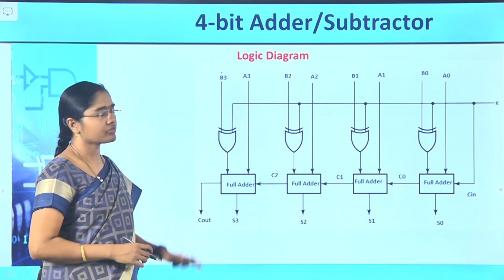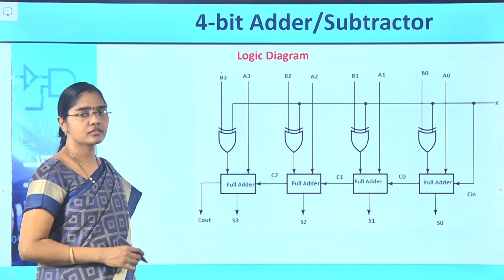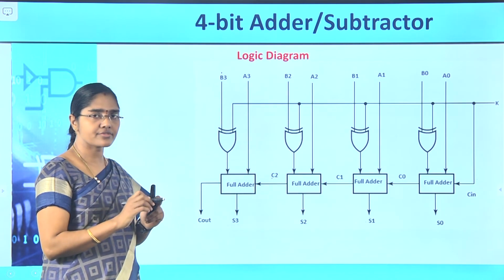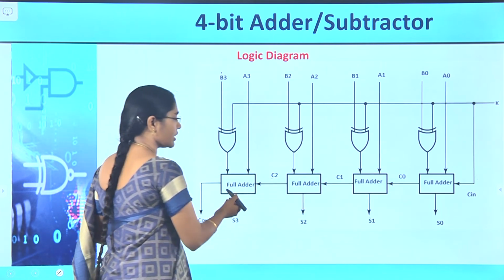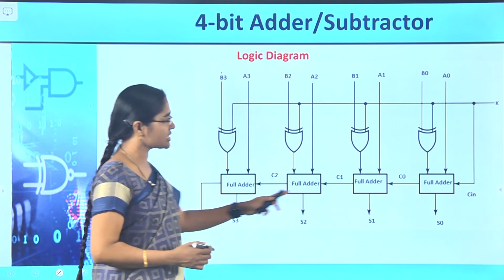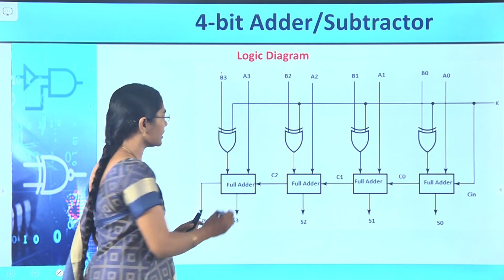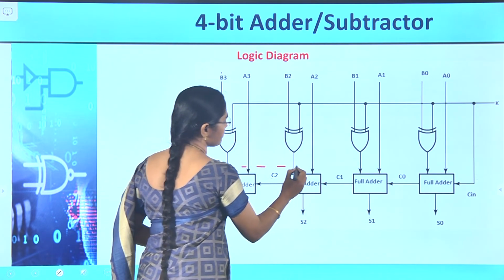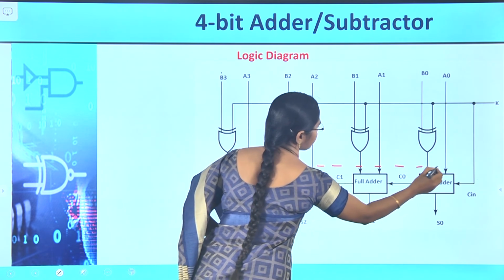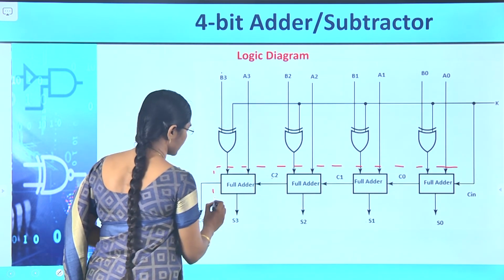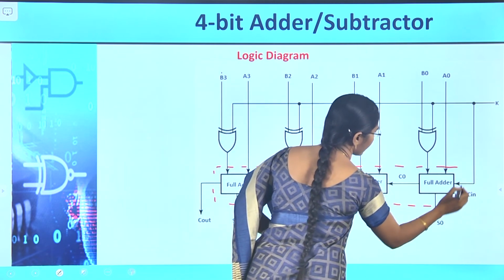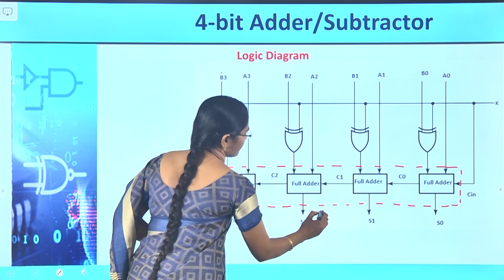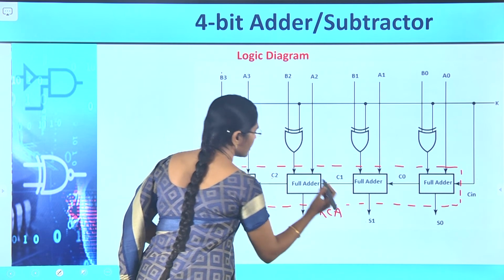This is the logic diagram of the 4-bit adder bar subtractor. What is the adder which we have seen as a block? That is simply full adder 1 to full adder 4. This is the ripple carry adder, or parallel adder. This part is simply the adder.